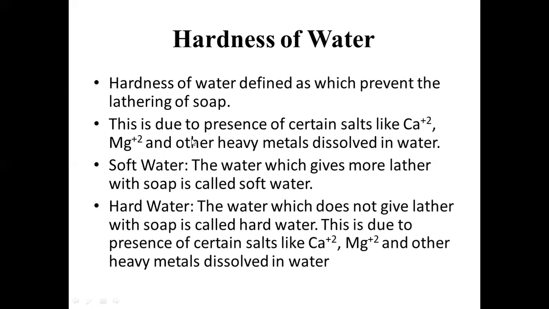It is because of the presence of calcium and magnesium salts and other heavy metals dissolved in water. All these ions will react with soap, and it forms a white precipitate. How it is formed, we will see in our next class. Currently we just need to remember that it forms a curdy white precipitate with Ca2 plus and Mg2 plus.